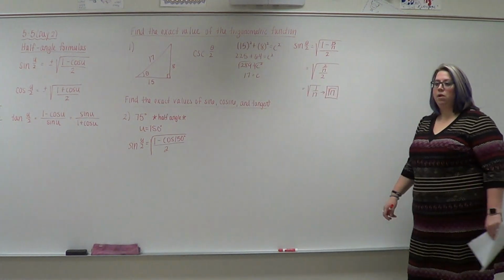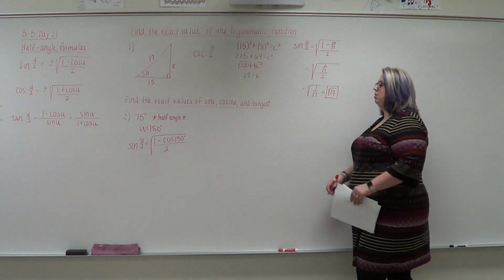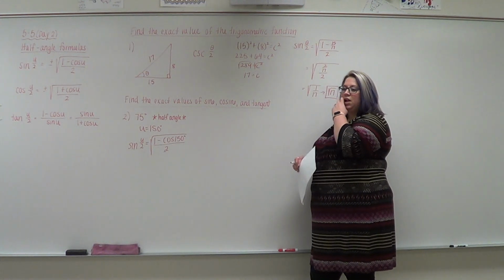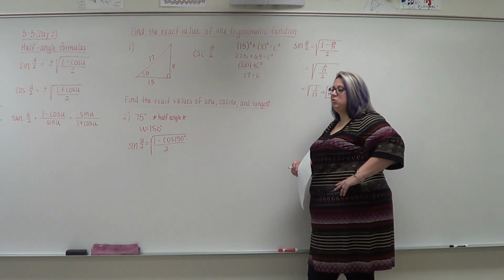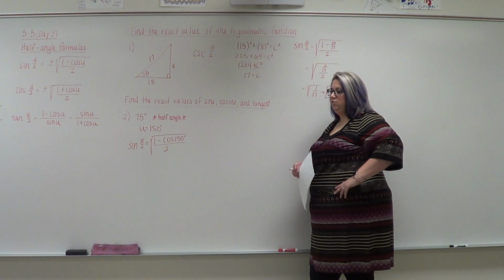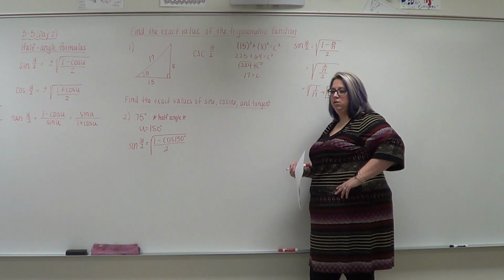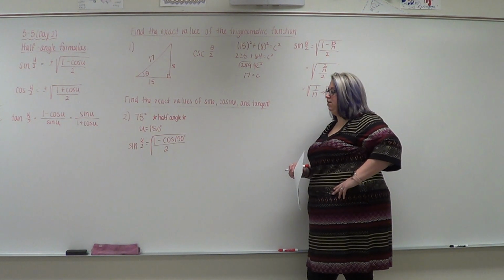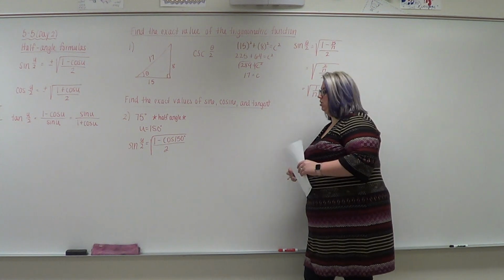Can we just put that in our calculator? As long as it comes out perfectly. But not all of them do. Some of them are square root of 3 over 2, some are square root of 2 over 2. 150 does have square root of 3 over 2, but, okay. If it's a half, then it doesn't matter. So these are when you have to use your unit circle.